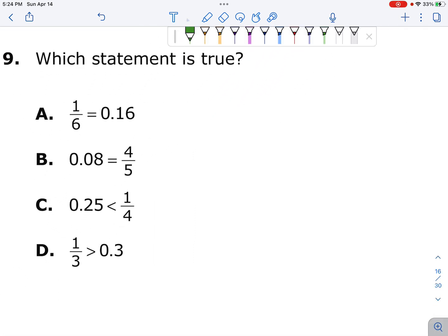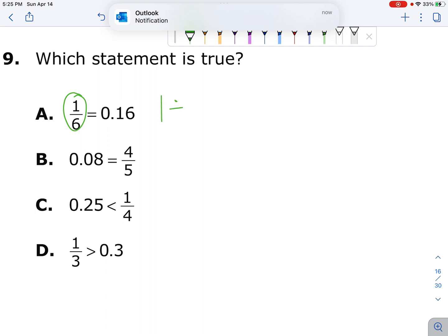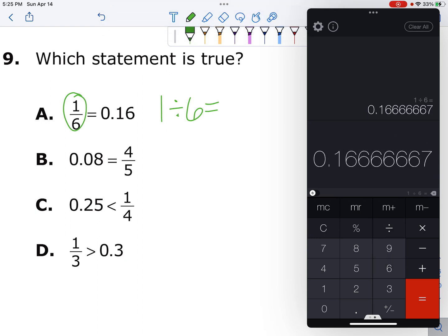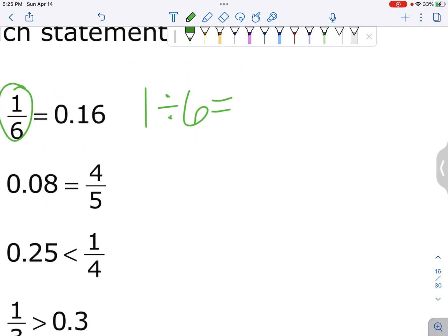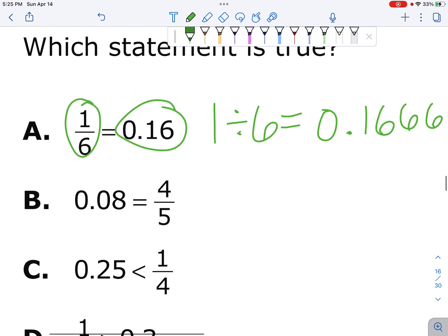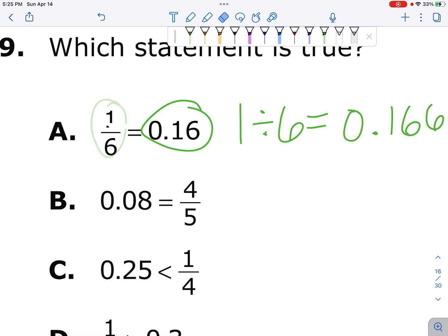All right, so the very first thing I see is that this says 1/6. I know that's 1 divided by 6. So I'm going to put that in my calculator. 1 divided by 6. Ooh, that's 0.166666666. It looks similar to 0.16, but it's not the same. So it's not going to be A. Put a line through it.